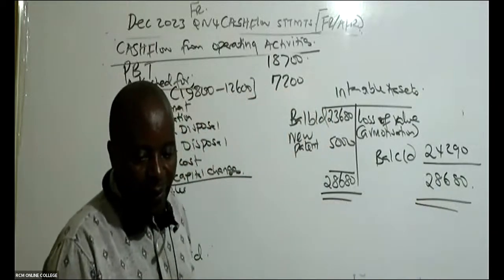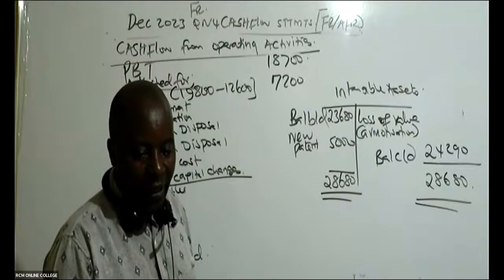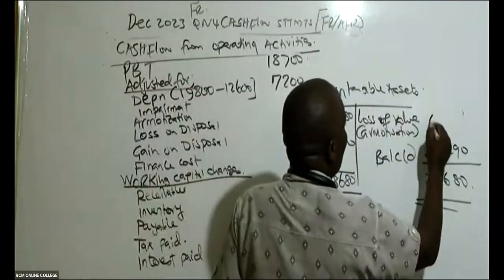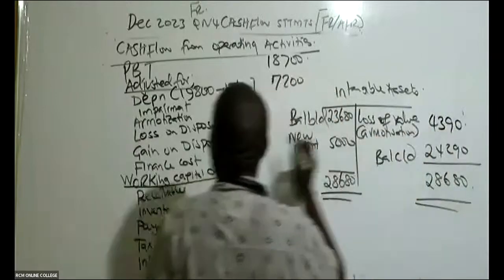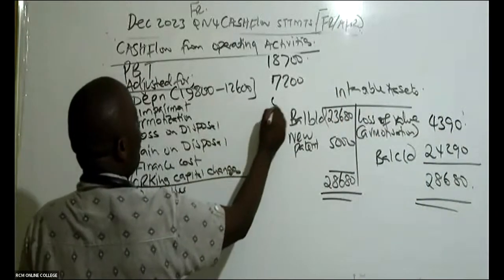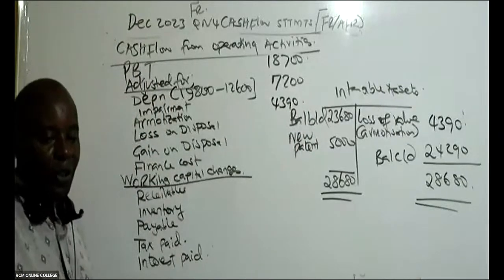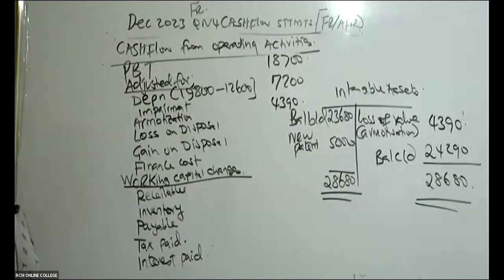24,290. Yes, I can see from Joanne, 4,390, right? So this 4,390 is what I will bring here. Amortization, 4,390. Thank you so much. That is what I will bring here.